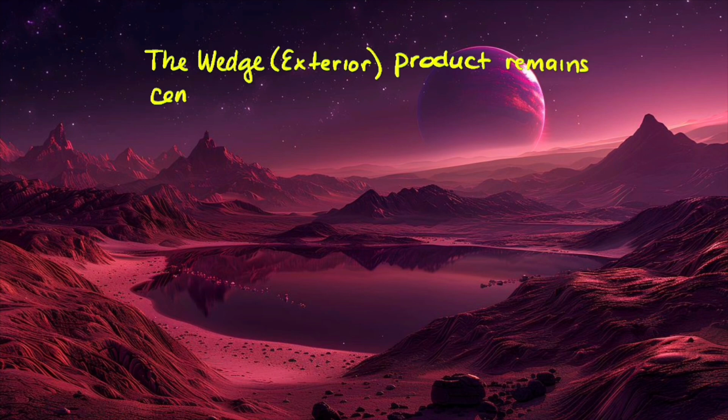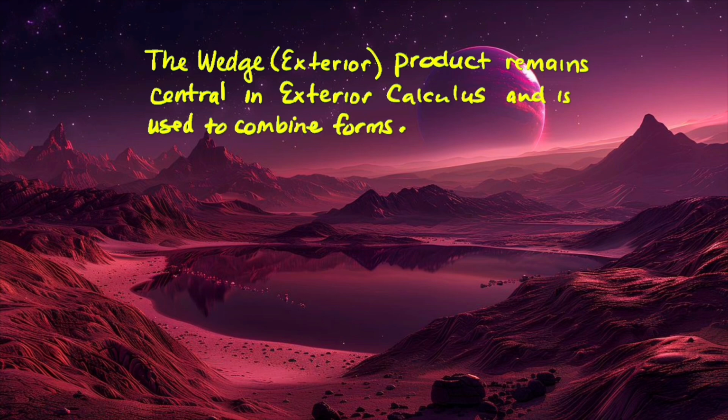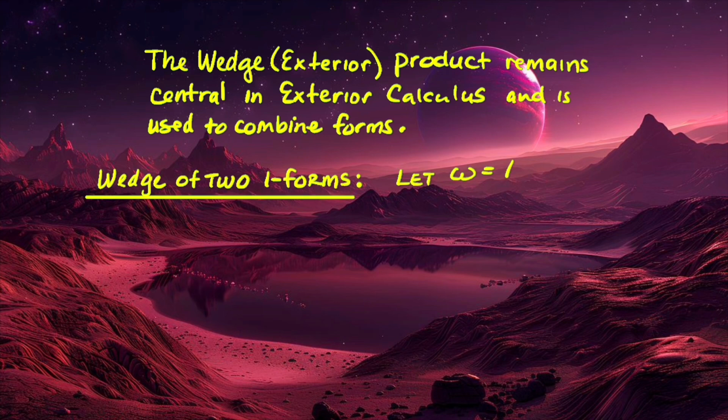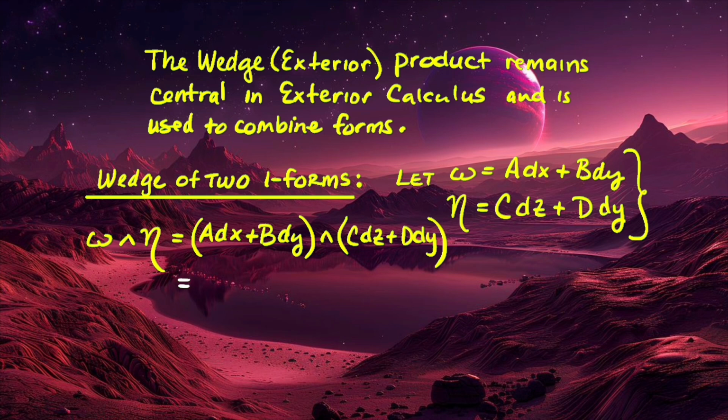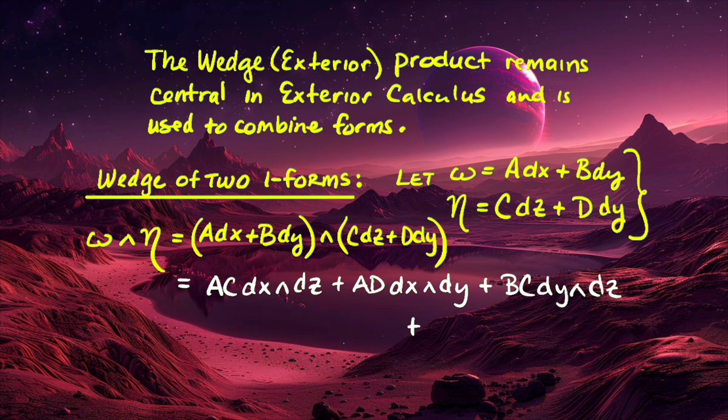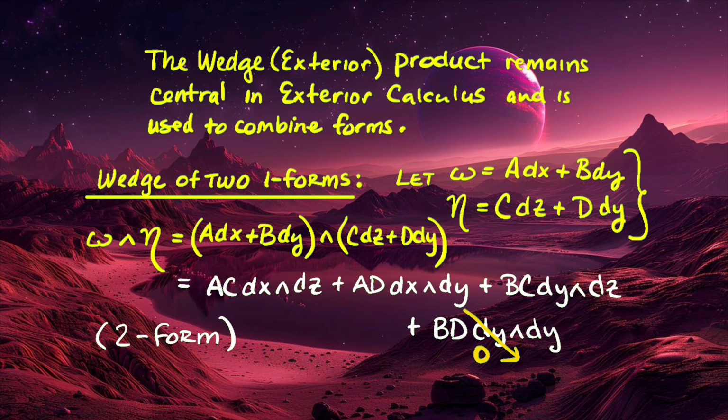The wedge or exterior product, as we defined in our first video, remains central to exterior calculus, and it is used to combine forms. The wedge of two one forms, for example, let's take the two one forms omega and eta here, and wedge them together. There is a distributive property that takes place, and wedging the differential forms in a particular order does matter here. Recall that dy wedge dy is 0, so we get here a two form, which is encoding an oriented area.